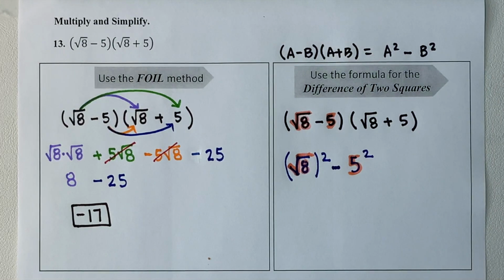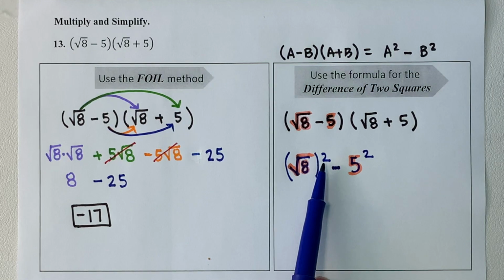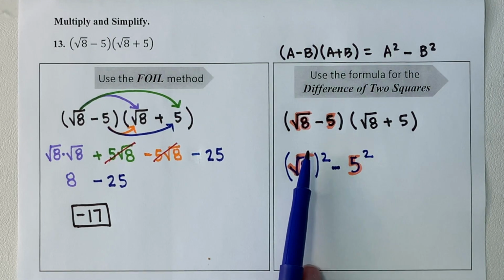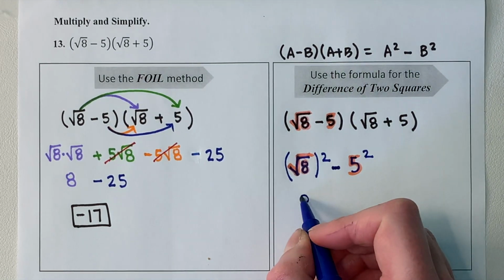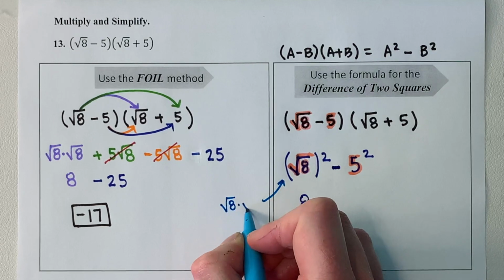What does this simplify to? Well, the square root and the square are inverse operations. They cancel each other out. So the square cancels the square root, and we're just left with 8. Another way to think about this is that the square root of 8 squared is equal to the square root of 8 times the square root of 8.